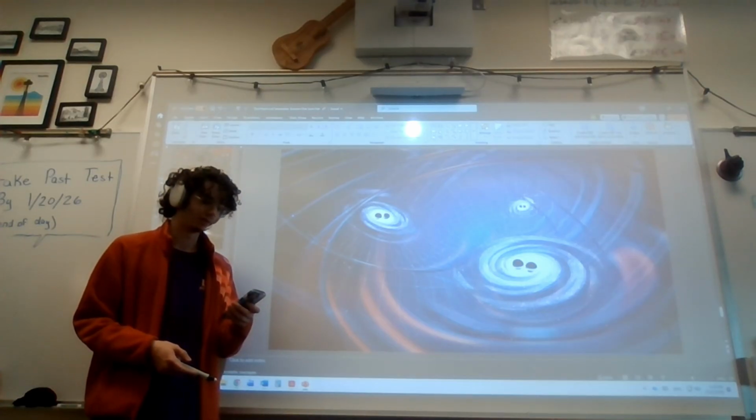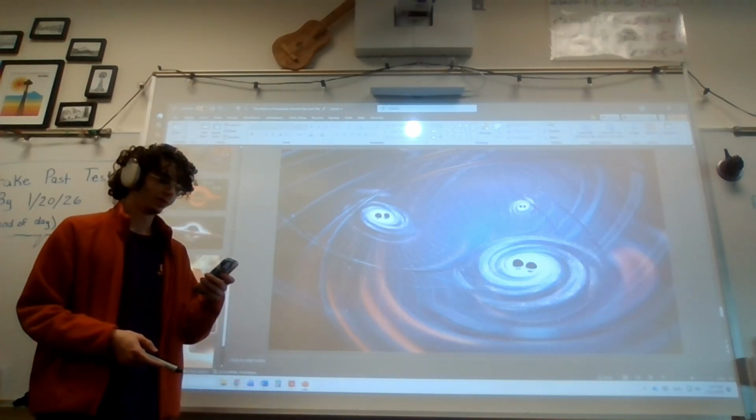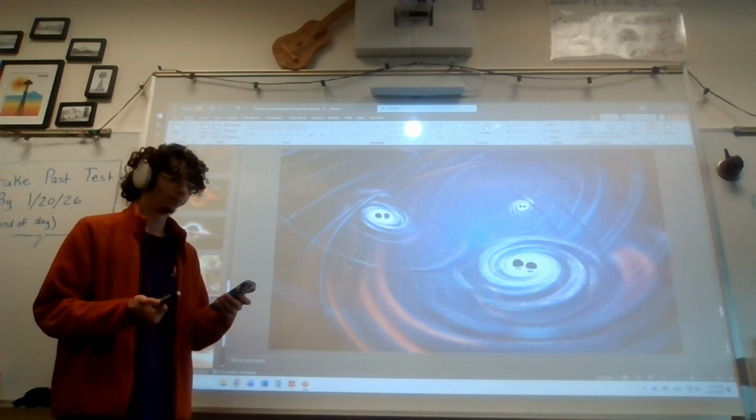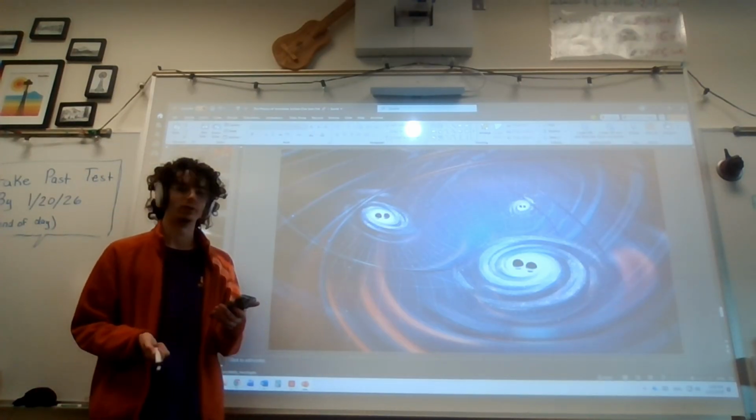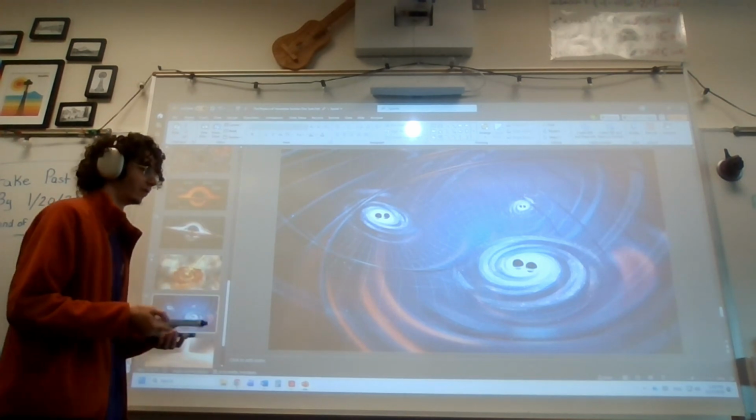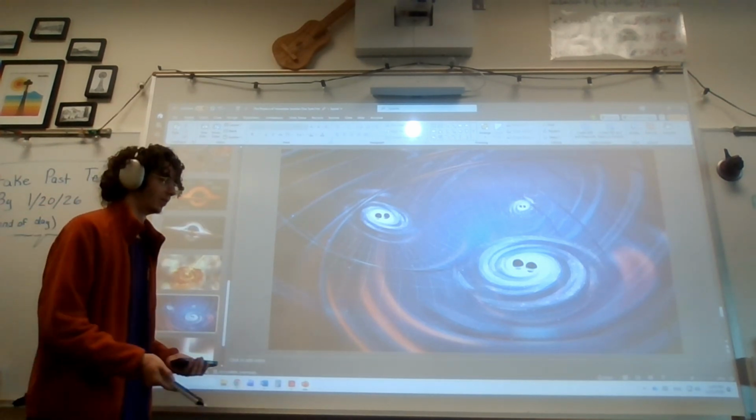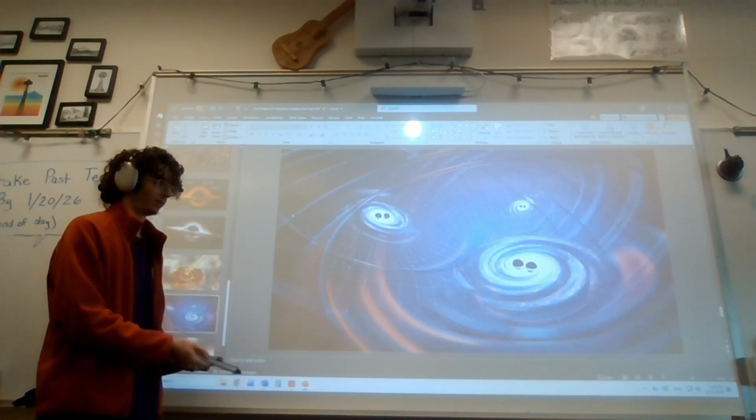They rise to be on the scale of 10 to the negative 17th meters, I think, which is 100 times smaller than the nucleus of an atom. So not very big. But we have found ways to detect them, and we can prove that they're real.